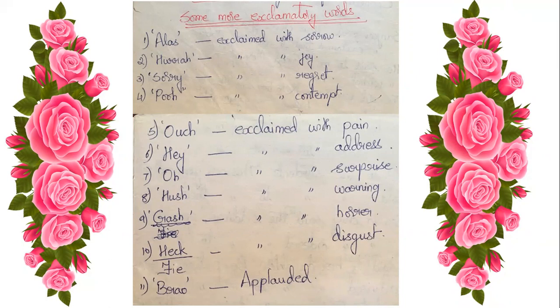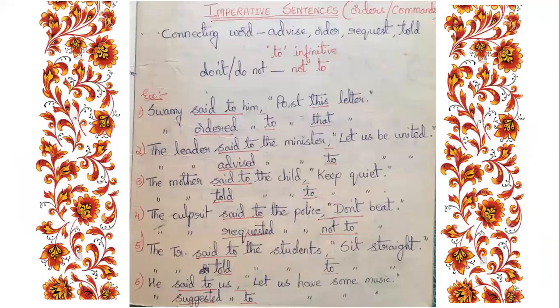Now, let us look at the last type of sentence, what it is. Only one thing, imperative sentences. They are the ordered or commanding sentences. Here the connecting word must be to, and if it is negative, it should be not to. And the other words used here are advised, ordered, requested, or told. Let me make it more clear with examples.